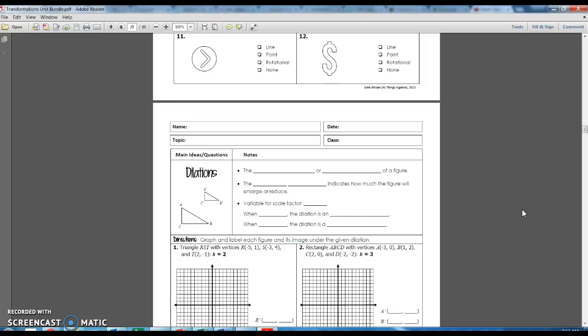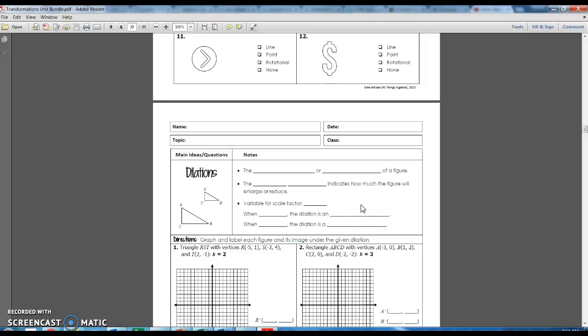So if you have your sheet in front of you, you should be able to see that it says the blank or blank of a figure, and that should be the reduction or enlargement of a figure. So I can make it smaller, I can make it bigger. The next blank says the blank blank indicates how much a figure will enlarge or reduce. And he talked about that. That was called the scale factor.